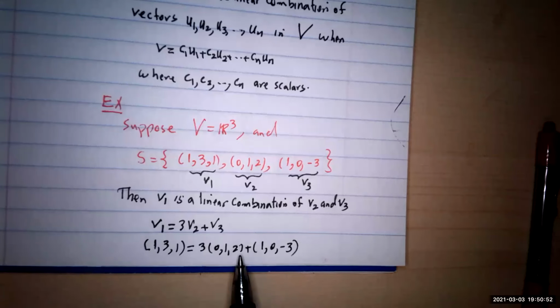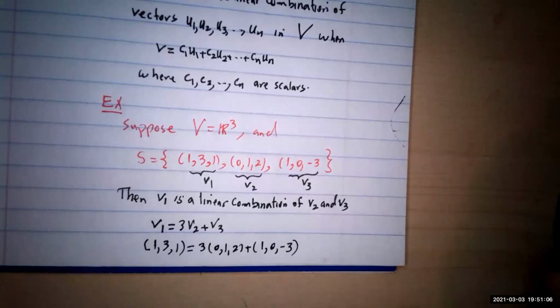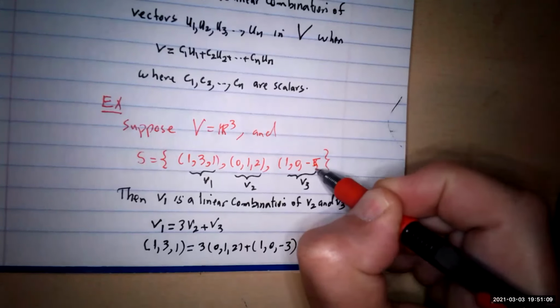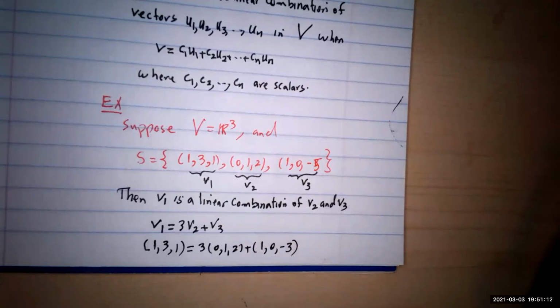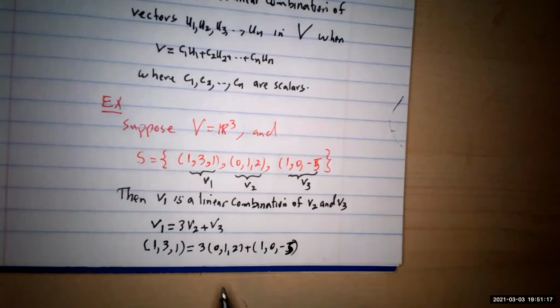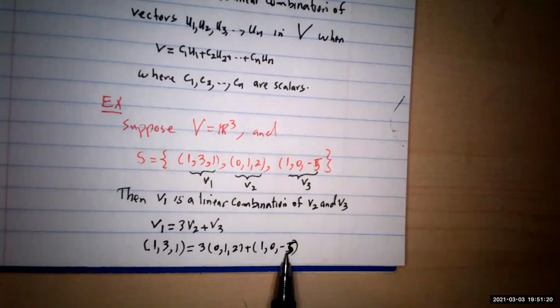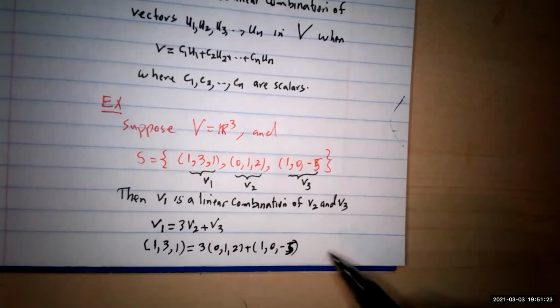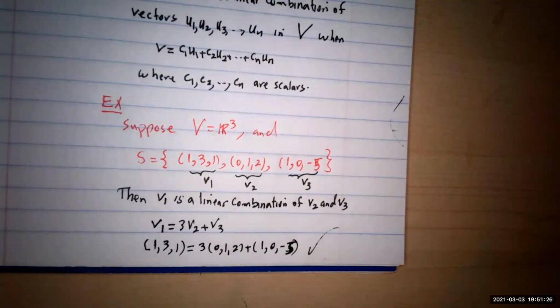The third one, 3 times 2 is 6. 6 minus 3 would be... okay, 3 times 2 would be 6. I'm sorry, this must be a negative 5, otherwise it's not working. Suppose this is a negative 5. Now that would be fine. 3 times 2 would be 6, 6 minus 5 would be 1. So as you can see, V1 is a linear combination of V2 and V3.